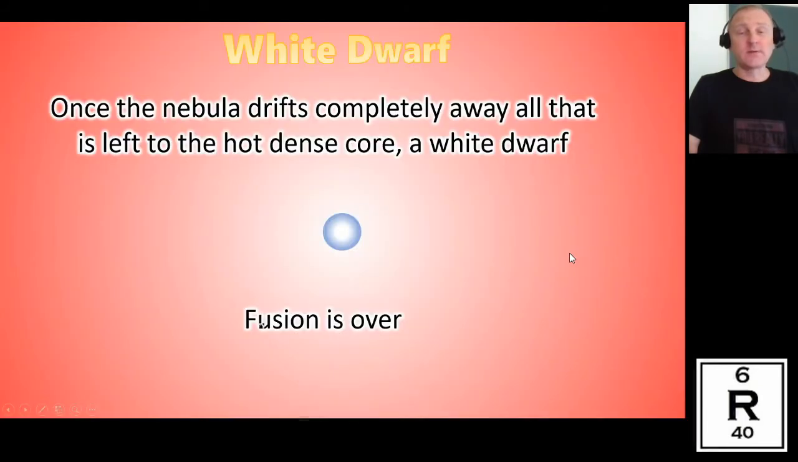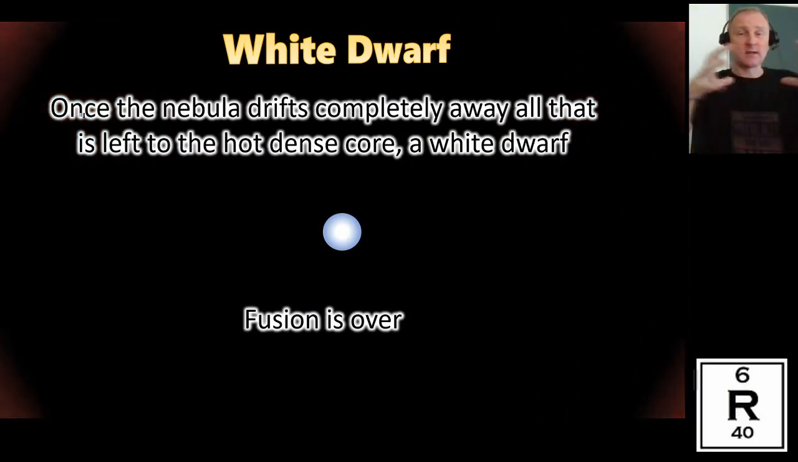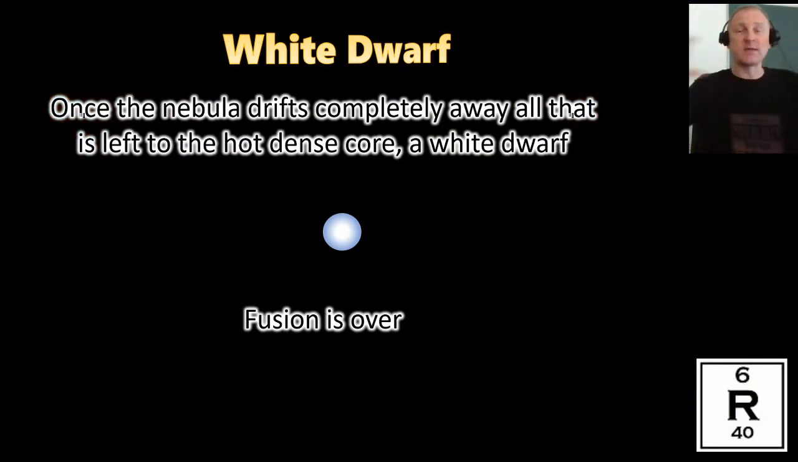A white dwarf is just the core of a red giant. As the red giant layers peel off and all you have is that hot core in the center, that is the white dwarf. That's why white dwarfs are very small and very hot. So they're very hot, they're very small, but they're not very bright. And so in a white dwarf, fusion is over. This is the remains of the red giant that's basically died.